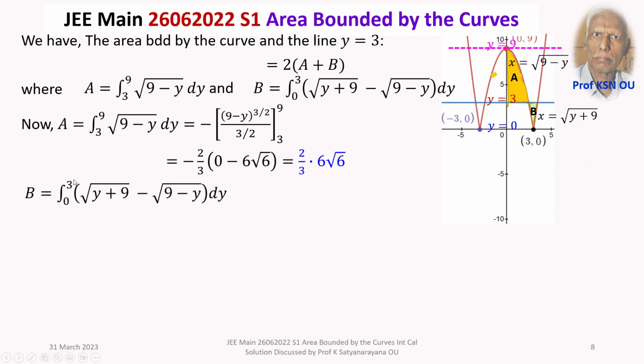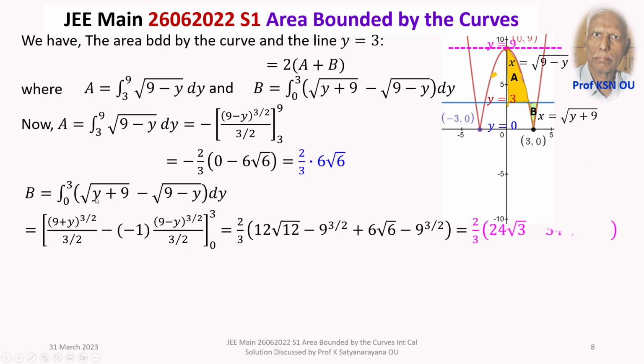B, integral from 0 to 3 of the square root of y plus 9 minus the square root of 9 minus y dy. That is equal to, the integration is 9 plus y to the power of 3 by 2 by 3 by 2, minus, and under the square root of 9 minus y we have already seen the integration part, that is minus 1 into 9 minus y to the power of 3 by 2 by 3 by 2. So 1 by 3 by 2, that is 2 by 3, will come out, and this is evaluated from 0 to 3.